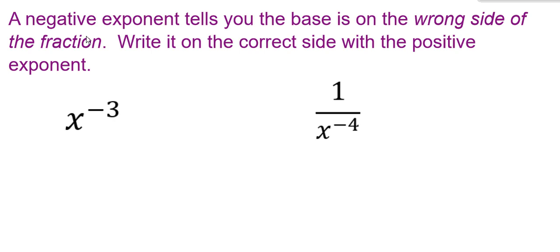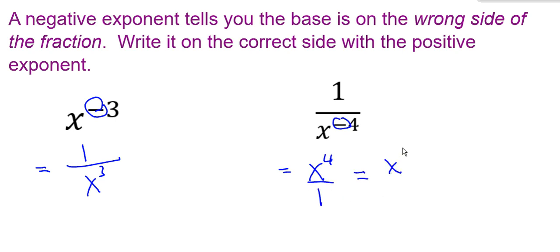So for example, if I have x to the negative 3 and I want instead a positive exponent, I would write that as 1 over x cubed, because that negative sign said, hey, everything is fine, but you're on the wrong side of the fraction. So I said, okay, x and 3 are fine. It was just that it was on the wrong side of the fraction. Same thing here. This exponent law tells me that the x and 4 are good. They're just on the wrong side of the fraction. So this is actually x to the 4 over 1, which is, of course, just x to the 4.